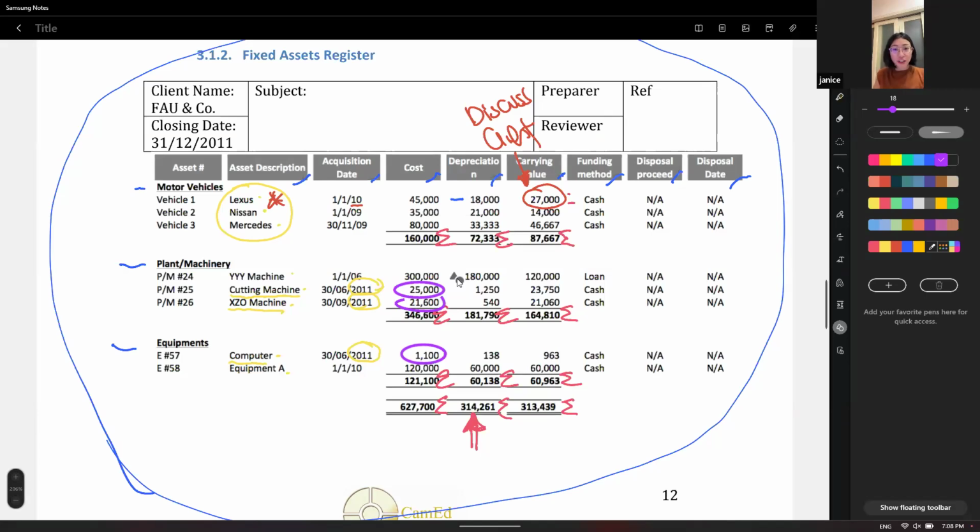In order to verify the purchase cost, we need to check the invoices. We bought these items, right? We bought the cutting machine, we bought the Exio machine, and we bought a computer. So we should have an invoice. We should have a receipt. So we're going to ask the client for them.